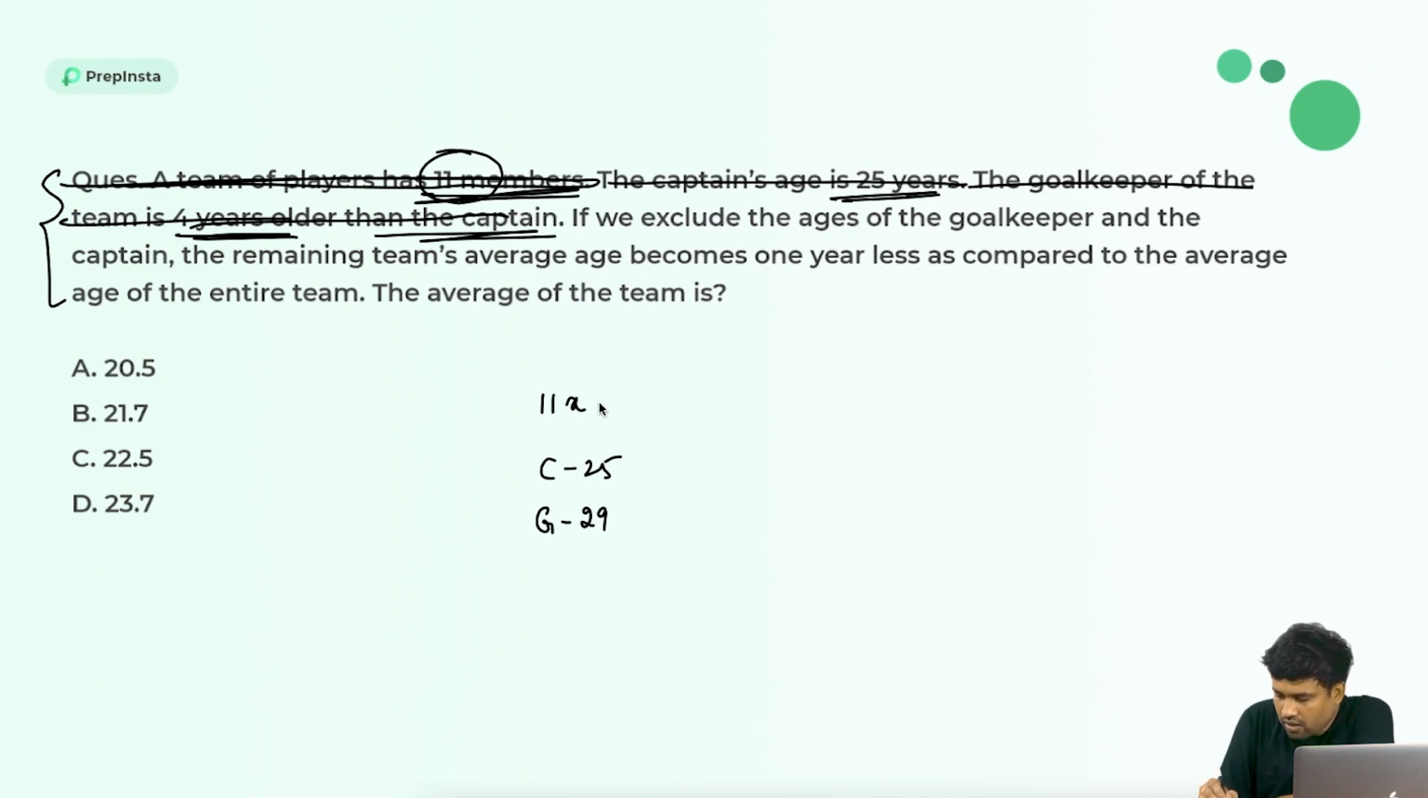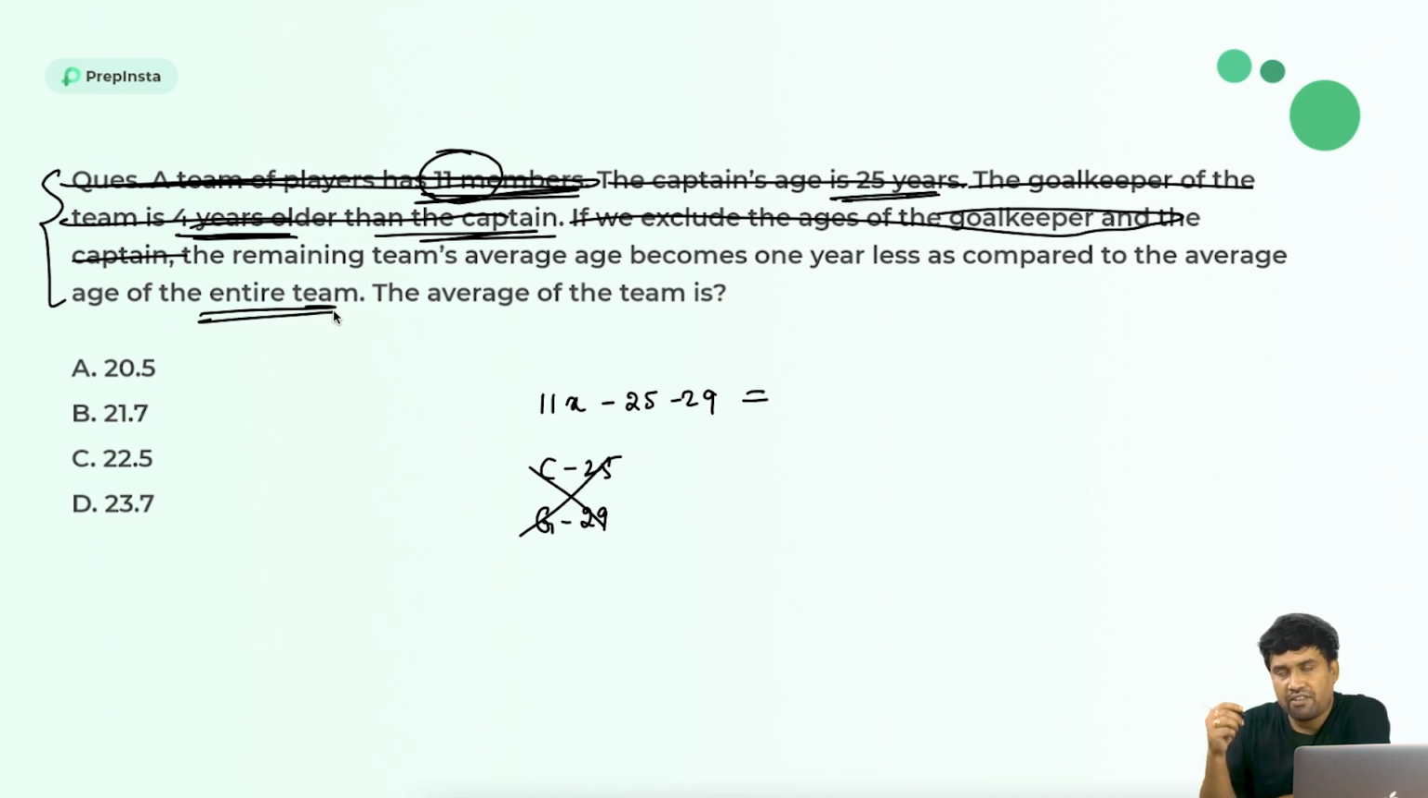So see, 11x is the total sum of their ages, and 25 is subtracted and 29 is subtracted. Then what will it become? So I have to write it like this. The remaining team's average becomes 1 year less when compared to the average age of the entire team. So the average I have considered as x earlier, so the sum is 11x. If you subtract 25 and 29, it becomes 1 less, right? So it becomes x minus 1.